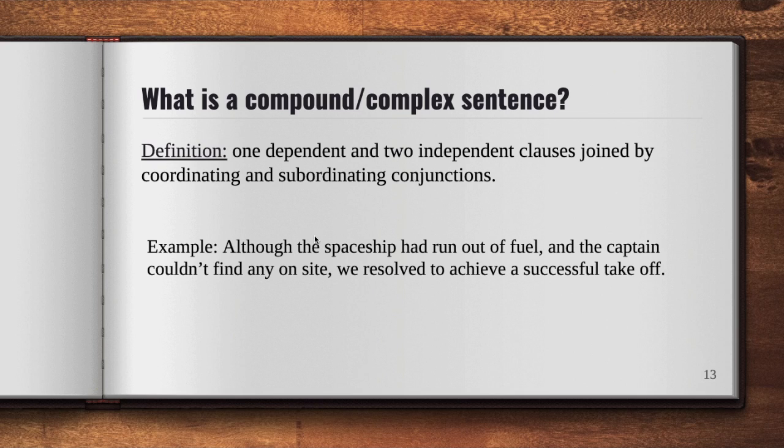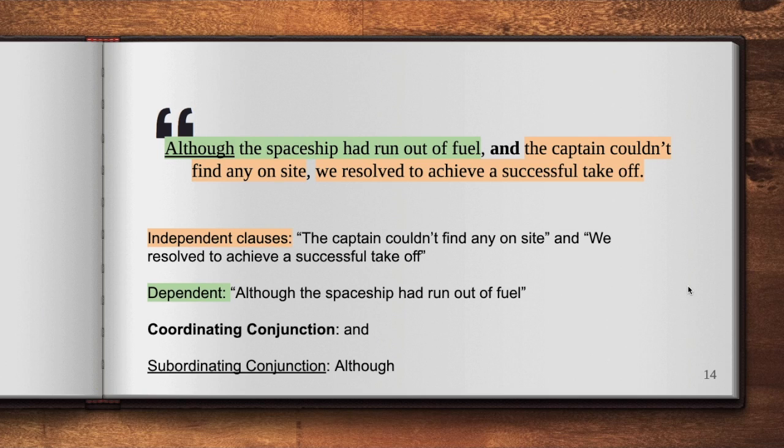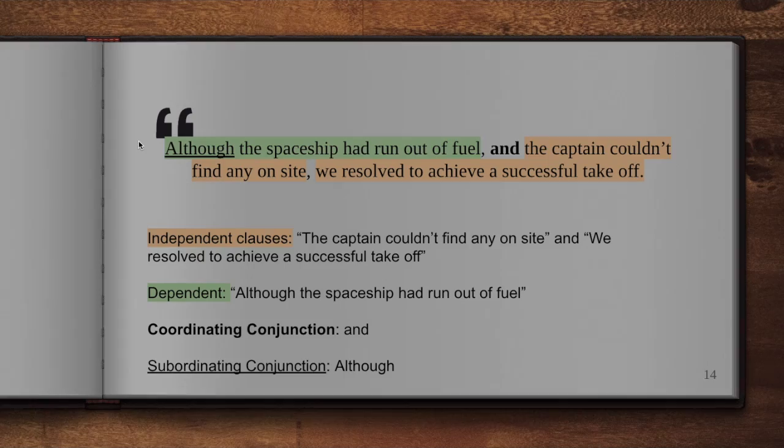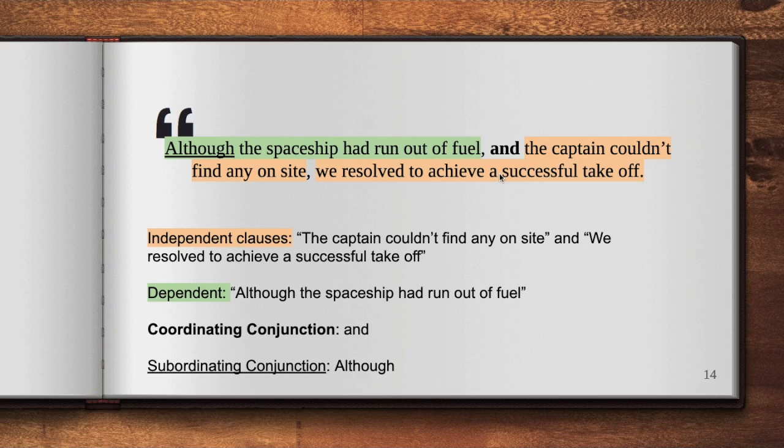So, although the spaceship was out of fuel and the captain couldn't find any on site, we resolved to achieve a successful takeoff. So, let's break this down. Although the spaceship had run out of fuel, this is my dependent clause here. And is the coordinating conjunction. The captain couldn't find any on site.